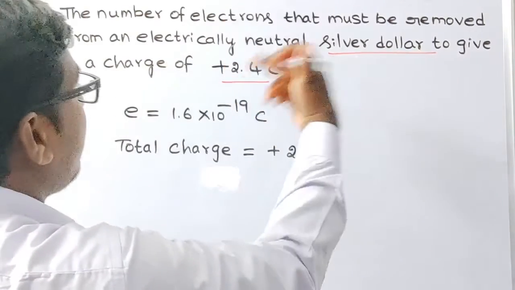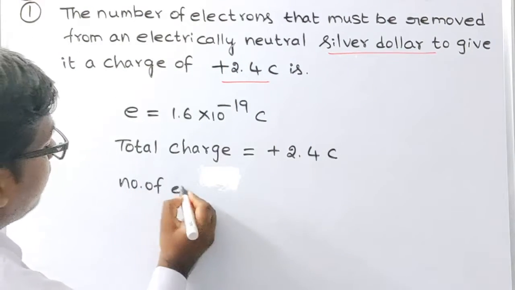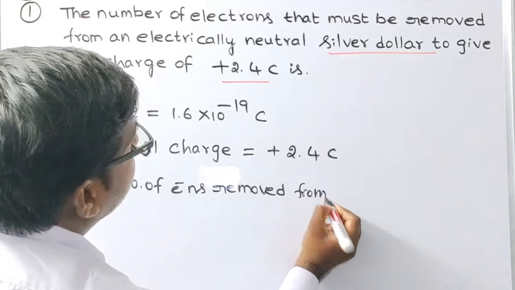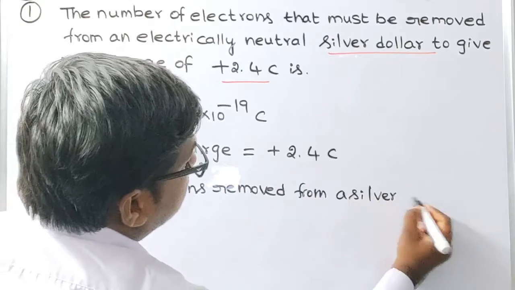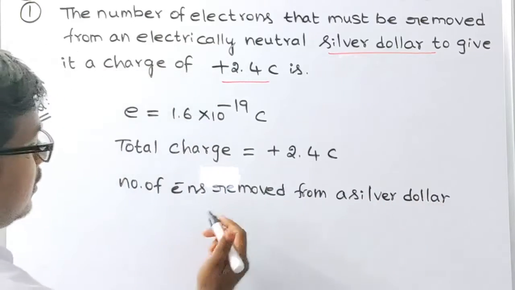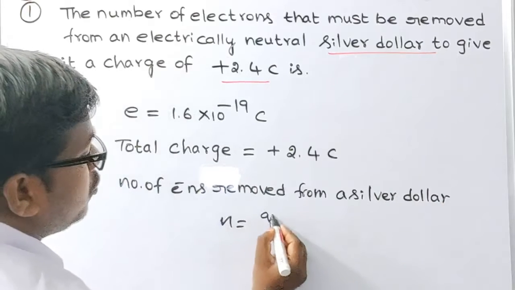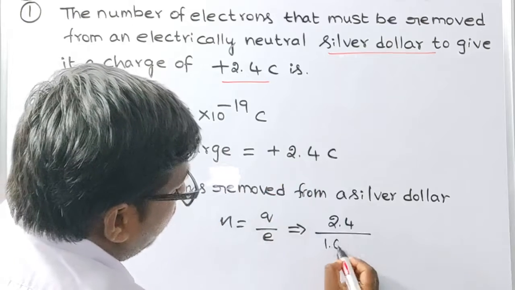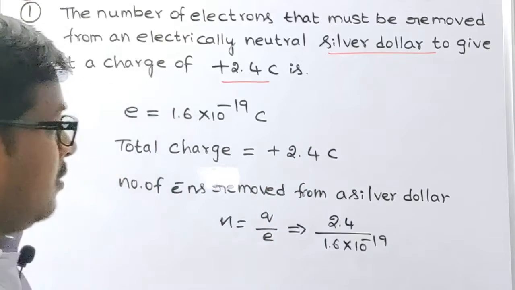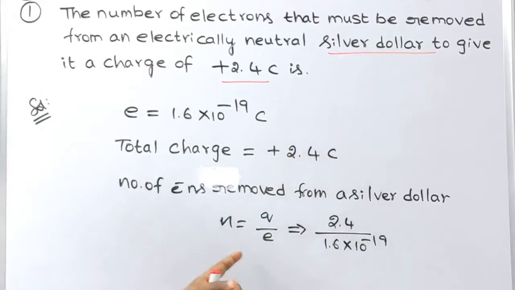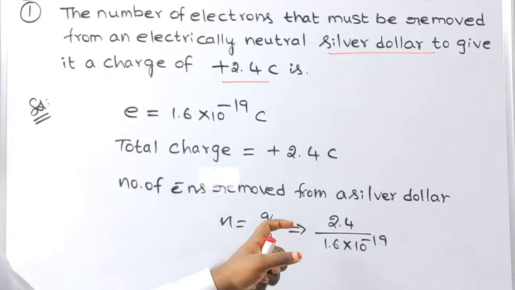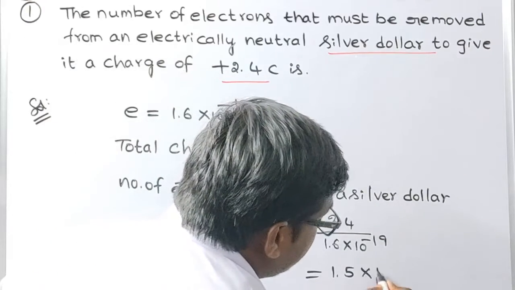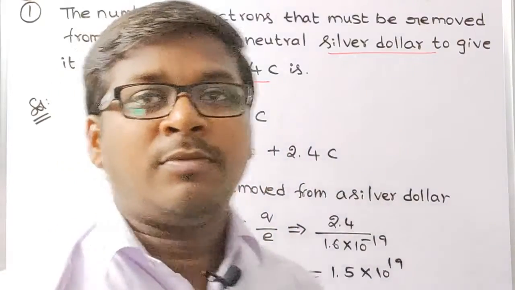In this problem, find out the number of electrons removed from a silver dollar. Then N is equal to Q by e, which is 2.4 by 1.6 into 10 power minus 19. Coulomb cancels. The number of electrons removed from the silver dollar is approximately 1.5 into 10 power 19. It's a very simple problem.